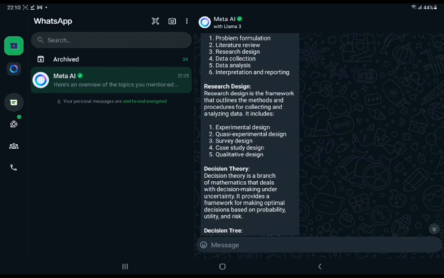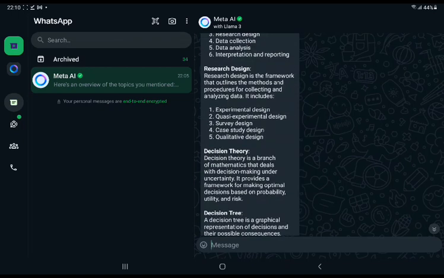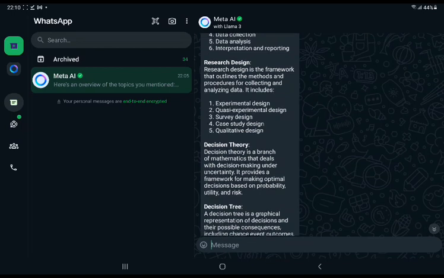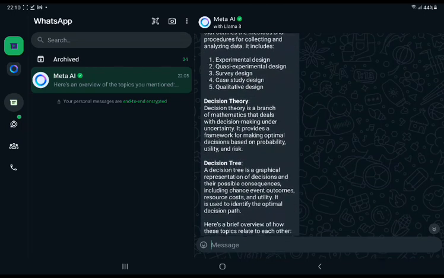Research design is a framework that outlines the methods and the procedures of collecting and analyzing data. It includes experimental design, quasi-experimental design, survey design, case study design, qualitative design. Decision theory.